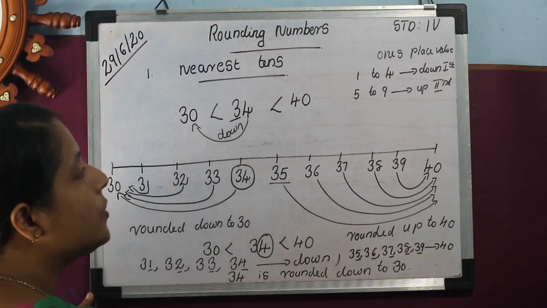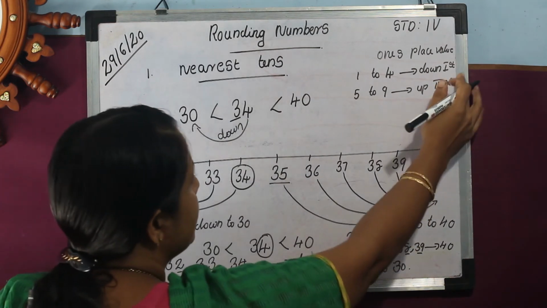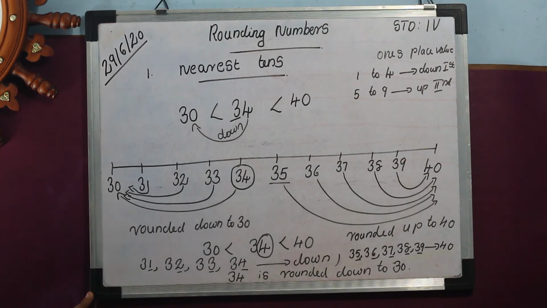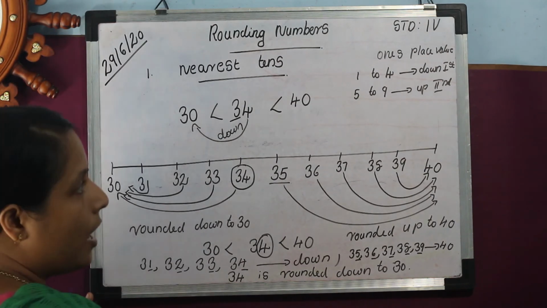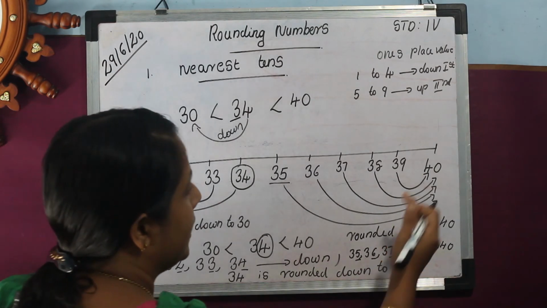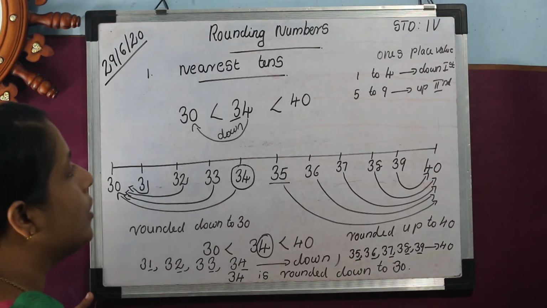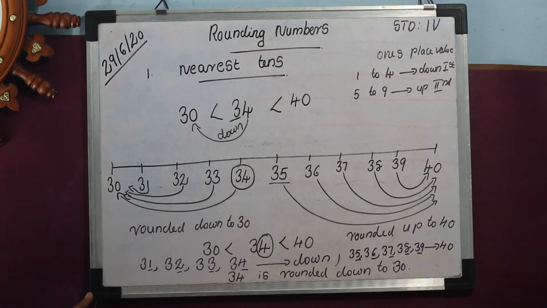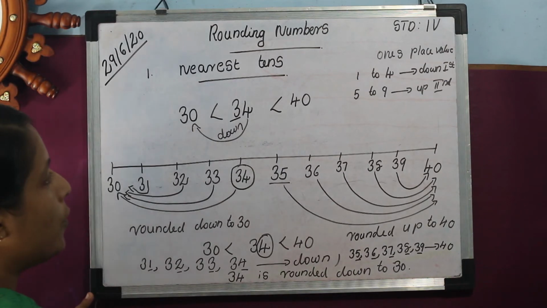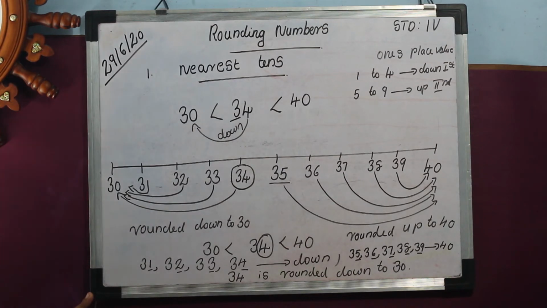these numbers are rounded down to the first number. And 5 to 9, that is 5, 6, 7, 8, 9, these numbers are rounded up to the second number, that is here 40. So our question is to find the rounding of the number nearest 34. That is, round off the number 34 to the nearest tens.